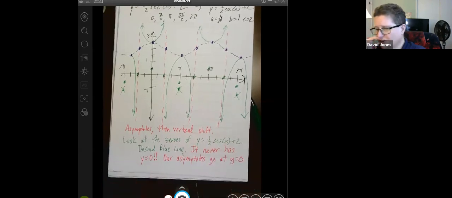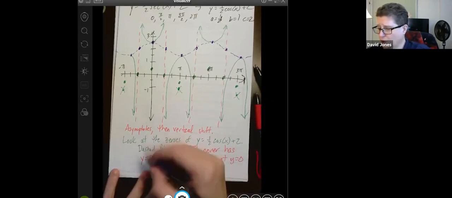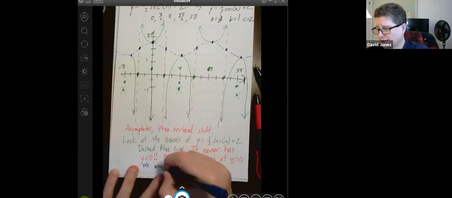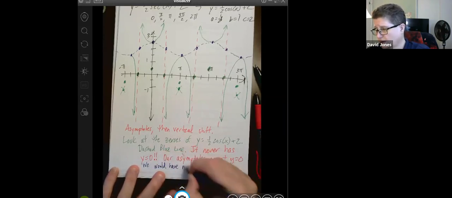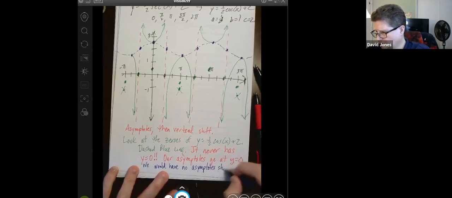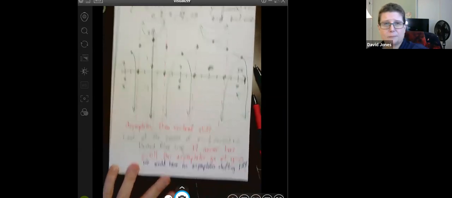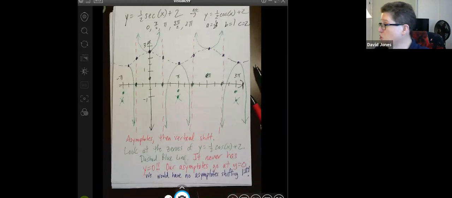And so if we do the vertical shift before we do the asymptotes, we wouldn't even have any asymptotes, and the graph of secant would be completely wrong. Okay? So we would have no asymptotes with vertical shift first. That's the important thing to note right there. It's huge. It matters. It makes a difference.